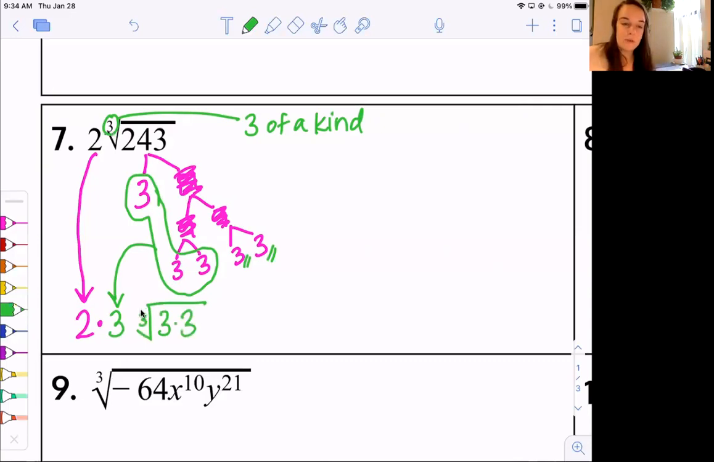Be careful, the cube root, the index 3 needs to stay on that radical sign. Otherwise, it turns into a square root. We don't want that.